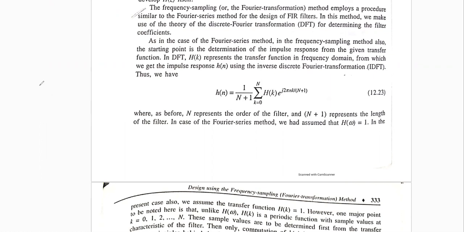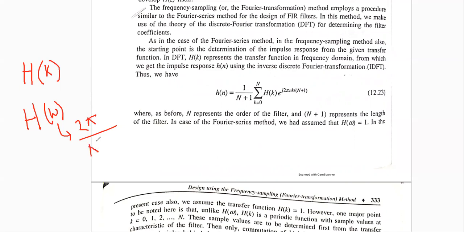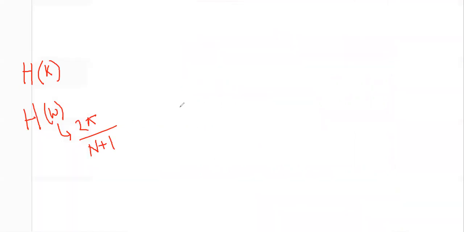In the case of the DFT, we represent our signal with a value of k, because these are samples. Previously we represented H of omega, because omega is continuous. Now this omega, the 2 pi, is divided by the number of samples. Here the number of samples is N plus 1, the length. So the whole spectrum, let's say the whole spectrum.